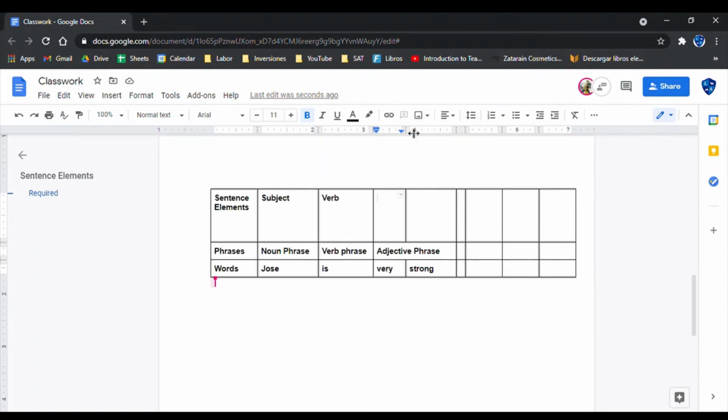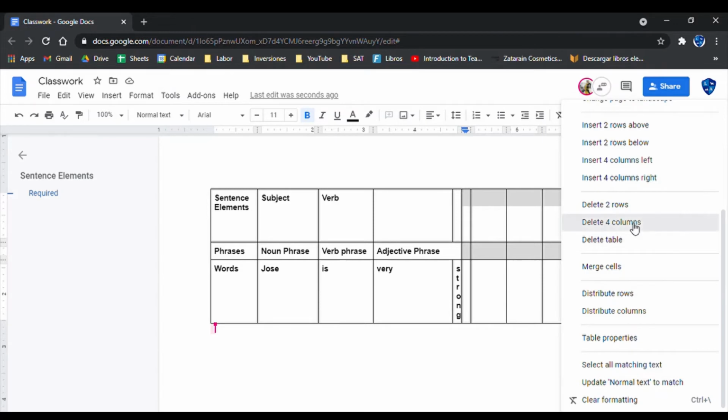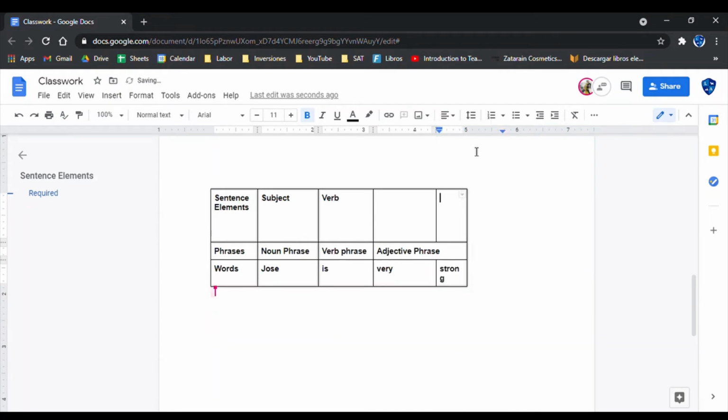And adjective phrase is what? It's a complement or a verbal. No, it's a complement.